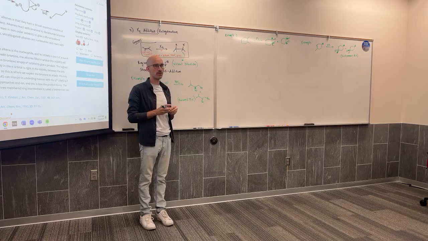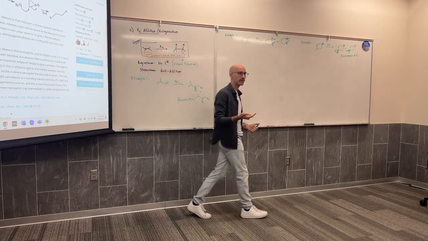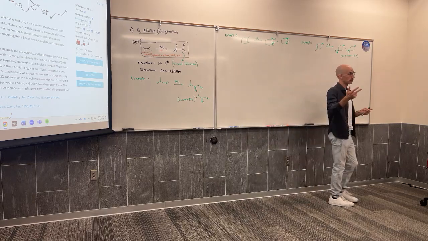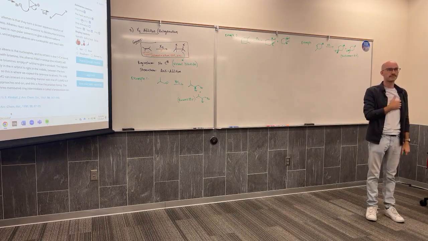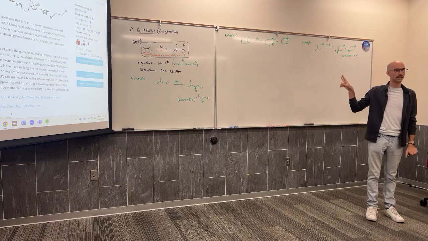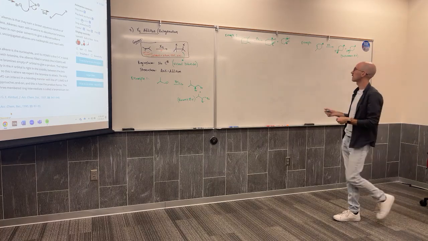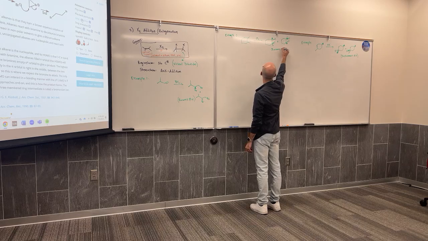What is the relationship between those? Are they enantiomers, diastereomers, identical, conformational isomers? They're enantiomers. You can't flip them, you can't twist them, you can't do anything that gets them to superimpose. So, because they're enantiomers, they form a racemic mixture.